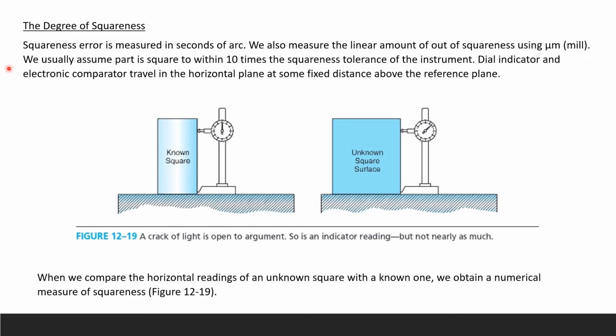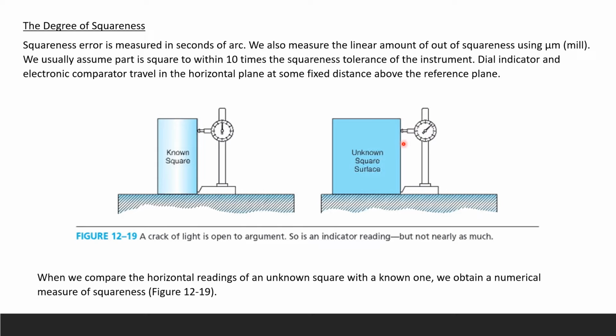Degree of squareness. So squareness error, we usually measure it in seconds of arc. We also measure the linear amount of out-of-squareness using a micrometer, so that's mils, and we usually assume a part is square to within 10 times the squareness tolerance of the instruments. The dial indicator and electronic comparator travel in the horizontal plane at some fixed distance above the reference plane.